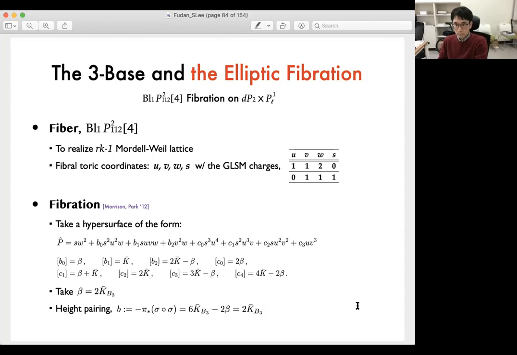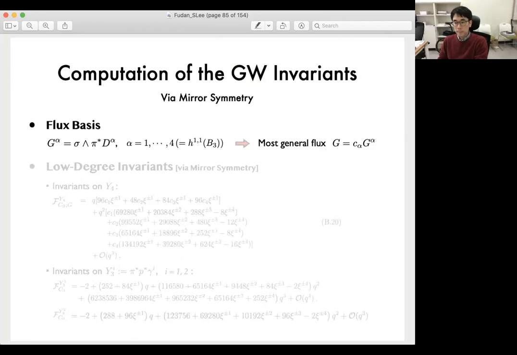The final ingredient to be specified is the flux. The base geometry leads to four basis fluxes, and their linear combination will describe the most general flux. So these small c's are the four flux parameters. Now, given that both the B3 and the fibration admit a GLSM description, we can apply the mirror symmetry techniques to compute the low degree Gromov-Witten invariants. And this is a result up to second order in Q.